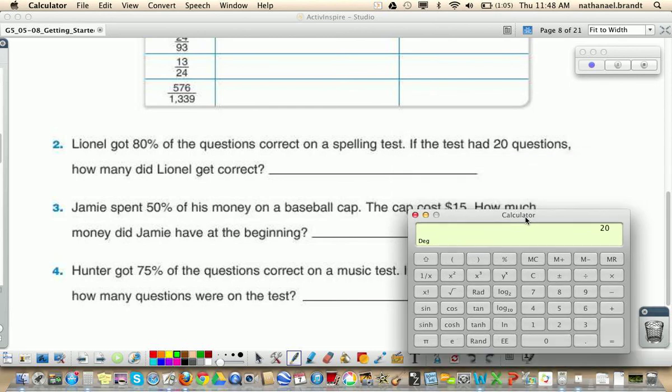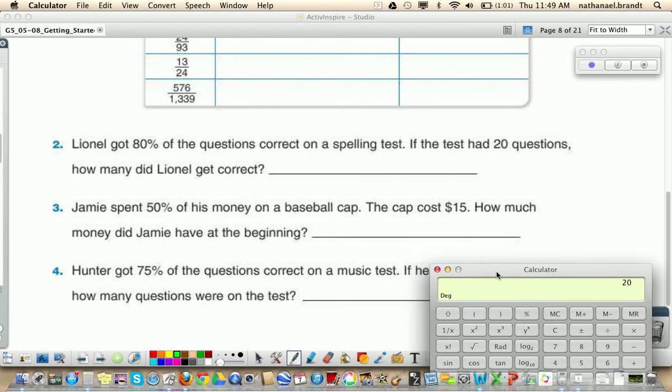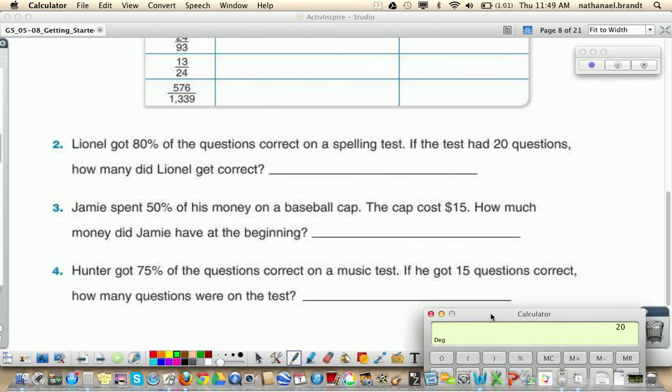Now on the 2, 3, and 4, there's some different things you have to do. They give you the percent and then an amount. In this case, this is the total amount. In this case, problem 2, this is how much money they had. This is how much it cost. You need to figure out how much they had to start with. And for this one, it's similar to this. You have how many questions there were. You need to figure out how many the total were. So this is total. This is the part.